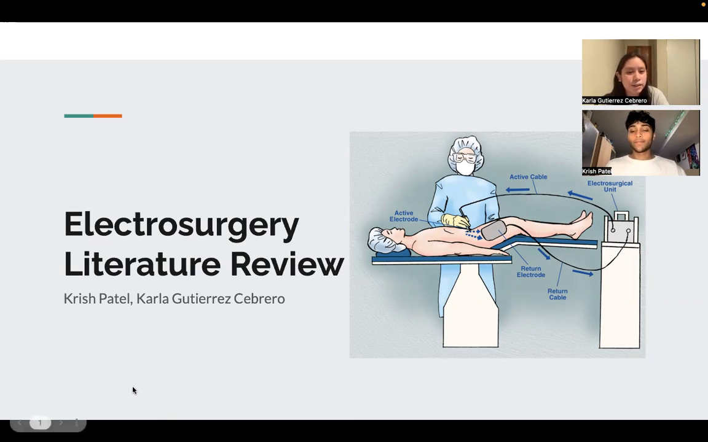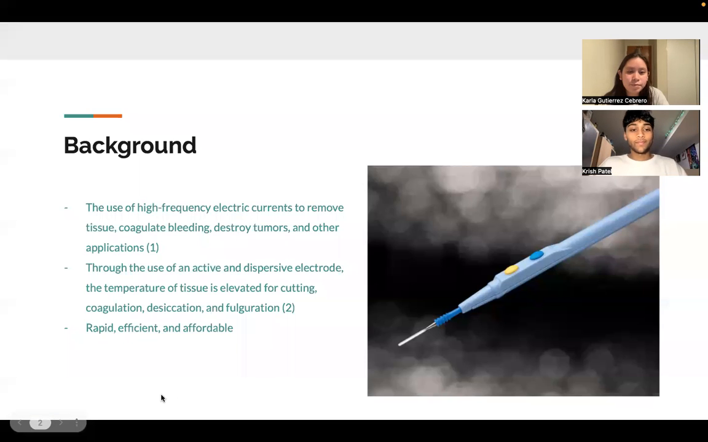This is a presentation on electrosurgery. So a little bit of background regarding electrosurgery. Electrosurgery involves the use of a high frequency electric current to remove tissue, coagulate bleeding, destroy tumors, amongst other applications. Now, this happens through the use of an active and dispersive electrode, where the temperature of the tissue is elevated for cutting, coagulation, desiccation, and fulguration.